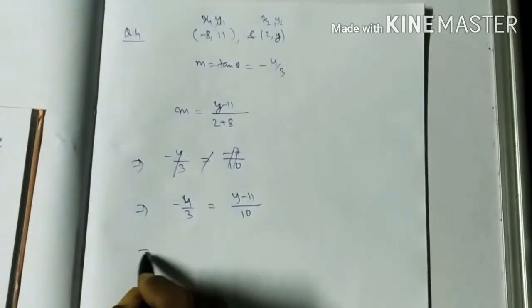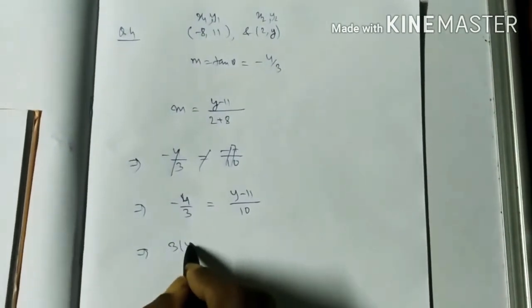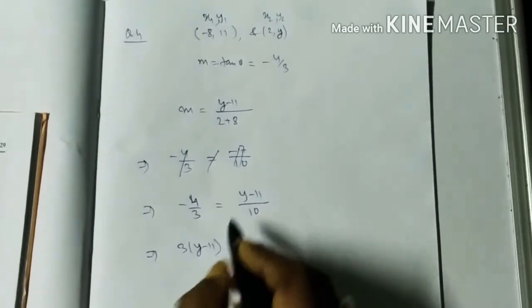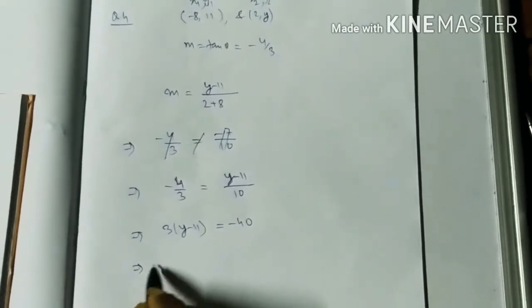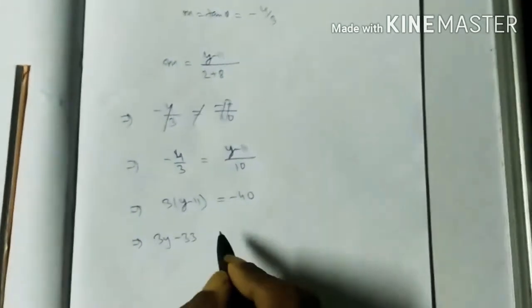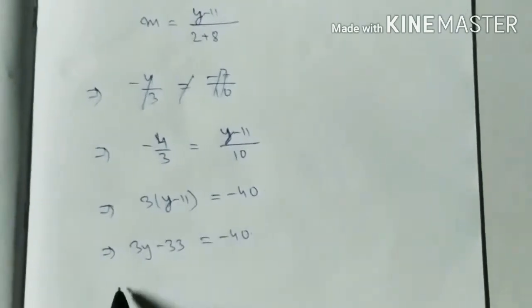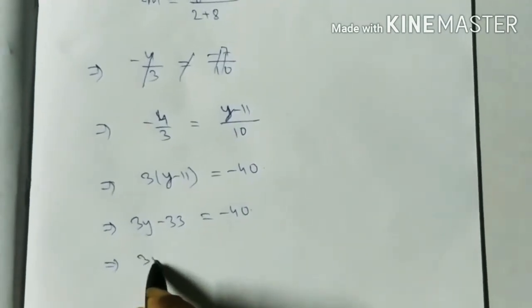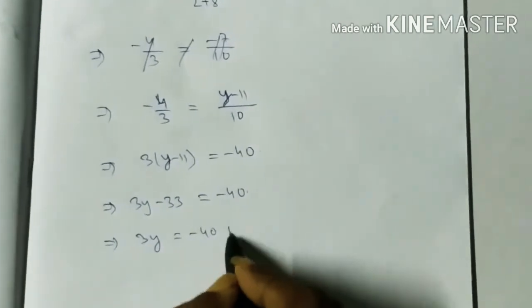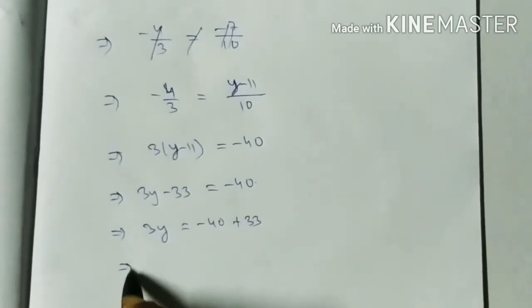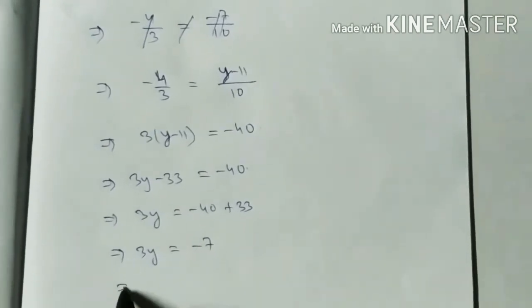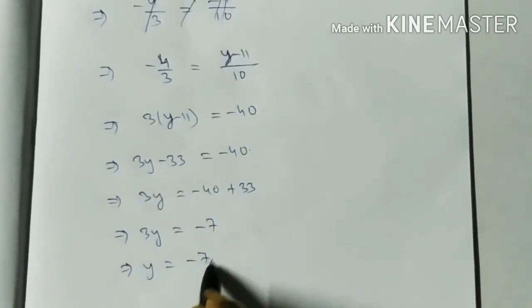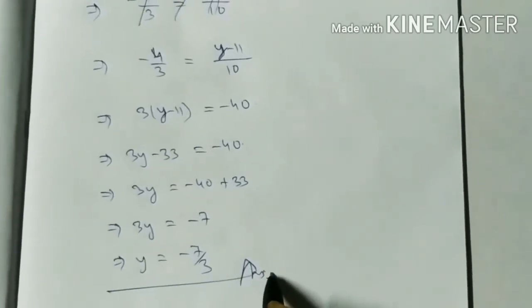Now cross multiplication, that is 3 into (y minus 11) is equal to minus 40. So 3y minus 33 is equal to minus 40. So your 3y is equal to minus 40 plus 33. This comes out to be minus 7, and y is equal to minus 7 by 3. This is your answer. Let me check the answer.